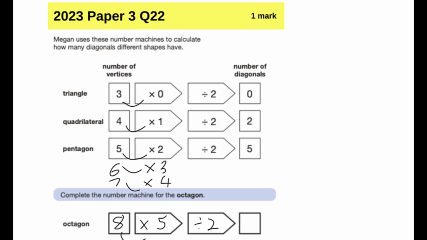And now we just need to calculate. So we're going to do 8 times 5 is 40, and 40 divided by 2 is 20. And that's your final answer. If you look at the other ones, just to check, 3 times 0 is nothing, divided by 2 is nothing. 4 times 1 is 4, divided by 2 is 2. 5 times 2 is 10, divided by 2 is 5. So we're just following along, and the last box, the number of diagonals, is the answer to the formula.